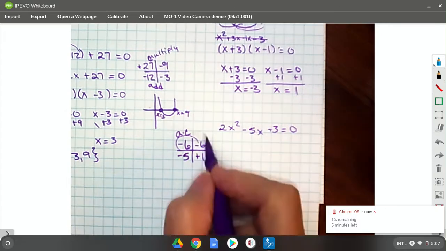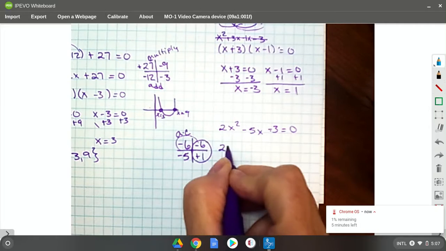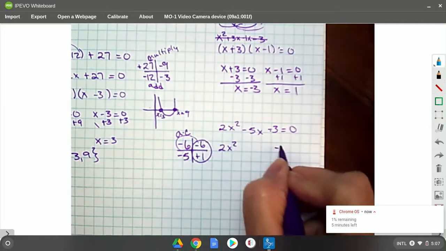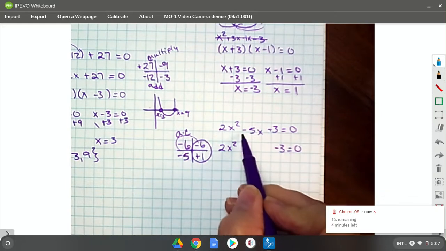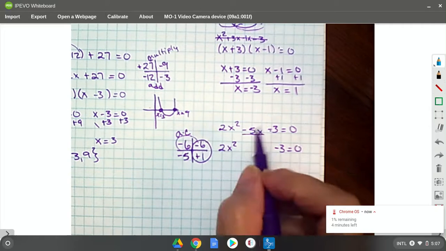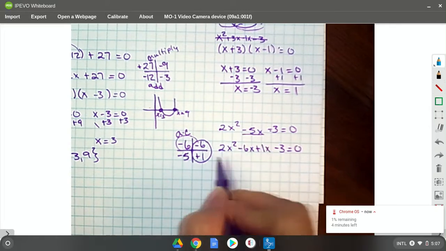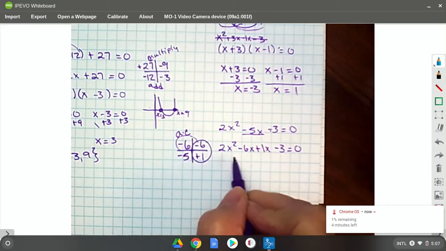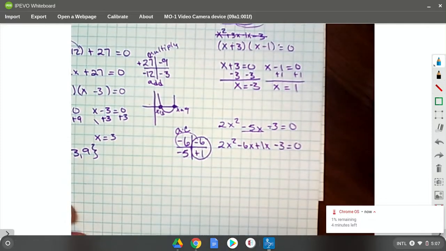All right. So here's my two numbers. This is what I need. I'm going to write down 2x squared, and I'm going to write down that -3. But instead of writing down a -5x, I'm going to write down -6x plus 1x. I got those numbers from inside this box here. -6x plus 1x. Now, I don't know if you remember from days of old, but when you have four terms, then you're going to group them, right?